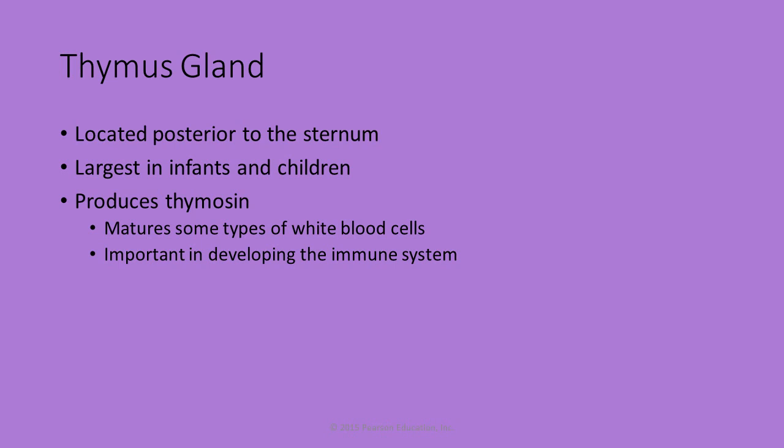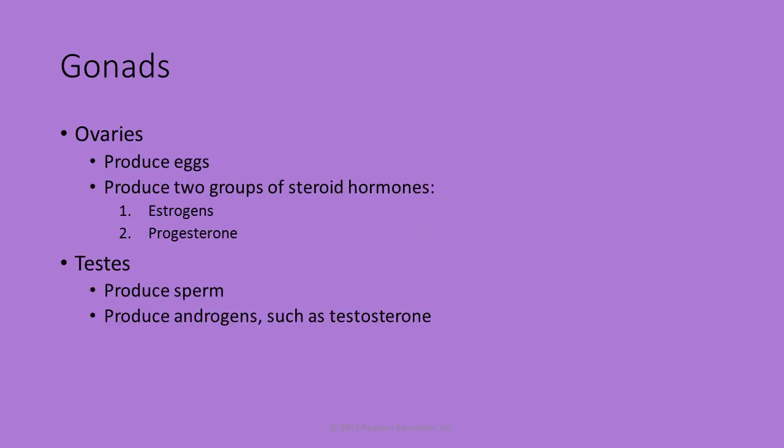The thymus gland is behind the sternum. It is the gland that's largest in infants and children, and then it gets smaller and smaller and atrophies as you get older. It's involved with producing certain white blood cells. T cells will mature in the thymus. T cells are involved with your immune system.